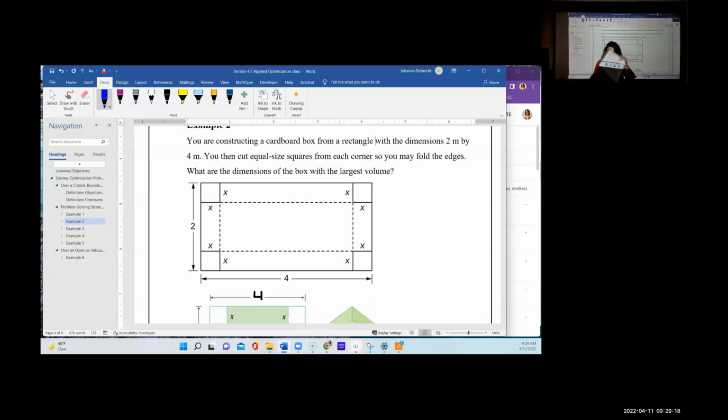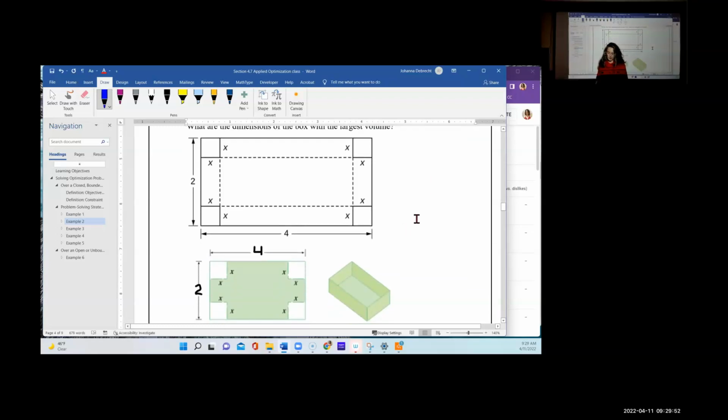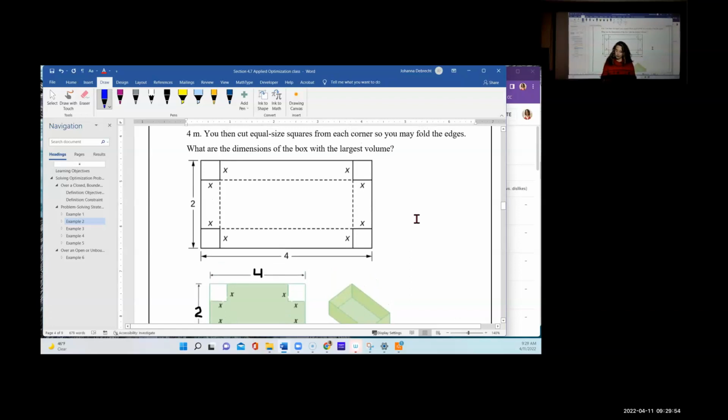is, it says, so the first thing I should do is draw my picture and label the sides, which I drew. There's a picture here, 2 in width, 4 in length. You then cut equal size squares from each corner. Stop right there and go mark off X by X, X by X, and so on in each of the 4 corners of your larger box. So you may fold the edges. What are the dimensions of the box with the largest volume?